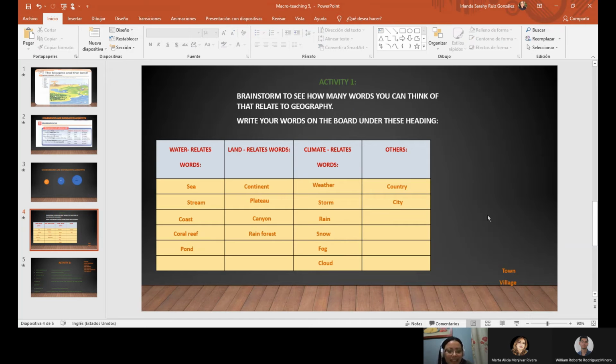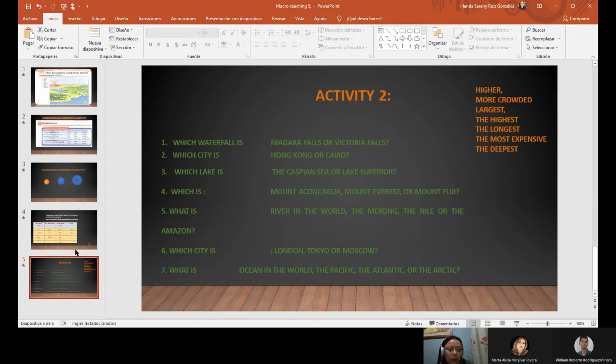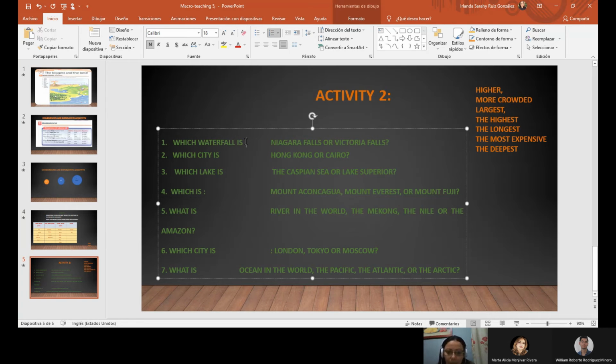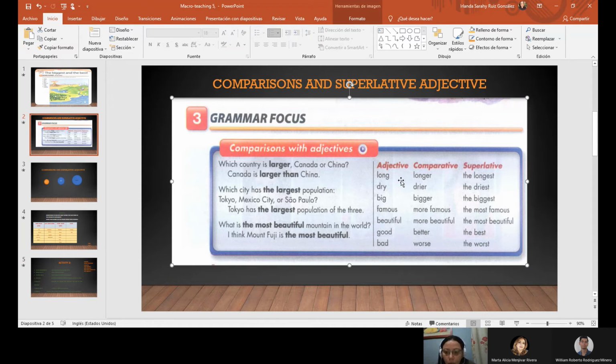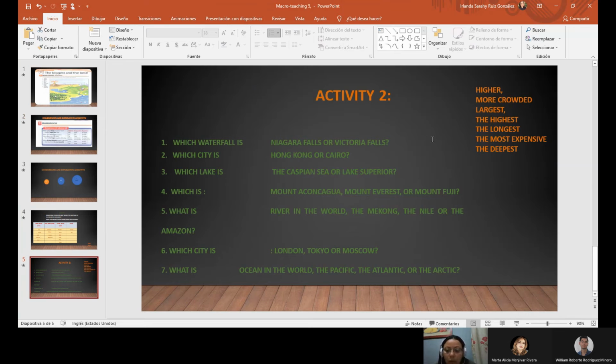Okay. You did an excellent job. To finish with this second stage, I want you to write, with the words that are at the top right, using the grammar focus, the comparative and superlative. What is the most appropriate to relate with this activity too?